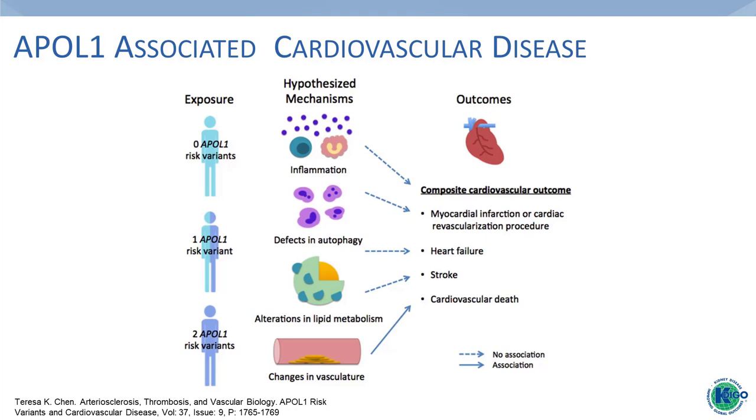So in a cohort of just under 700 participants enrolled in the AASK study with hypertension-attributed kidney disease and then followed for 12 years, this analysis to estimate the relative hazard of a composite cardiovascular disease outcome did not find that APOL1 risk alleles were associated with an overall risk for cardiovascular disease. But interestingly, there was a signal for increased cardiovascular mortality noted. So the role for APOL1-associated diseases as it pertains to cardiovascular disease is another growing area of interest.